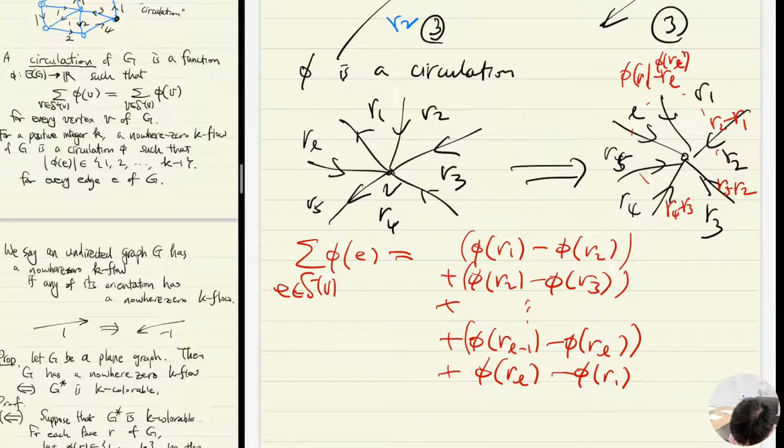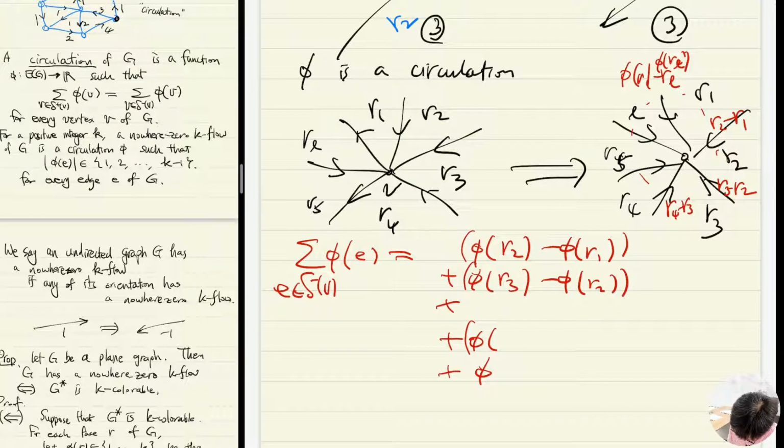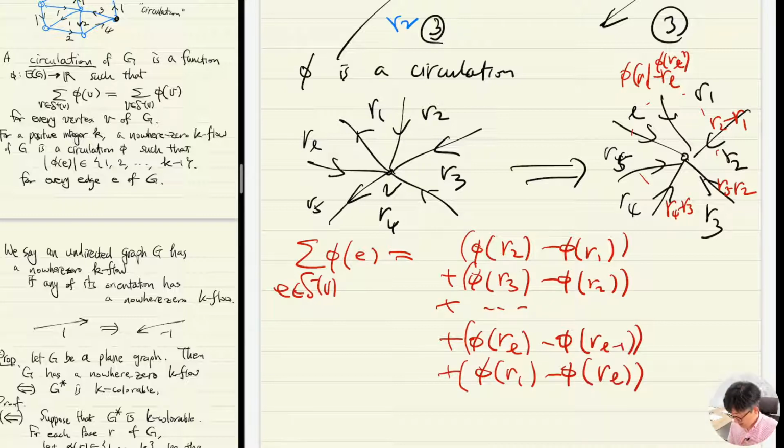Oh, did I do it the other way around? Yeah, it's left minus right. Okay, so since I draw it in clockwise order, we have R2 minus R1, R3 minus R2, and we are adding R_L minus R_{L-1}, and then R1 minus R_L. So these are the values.